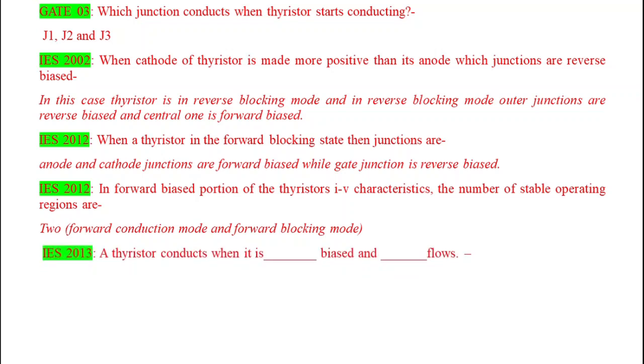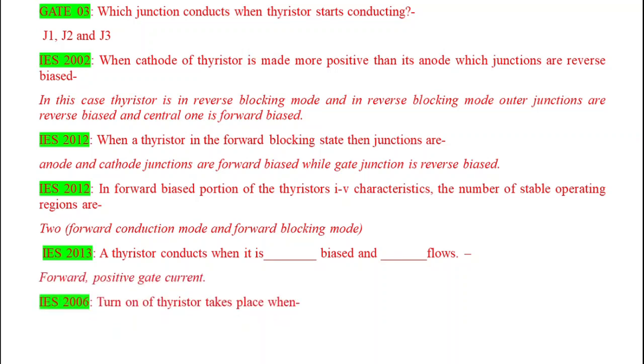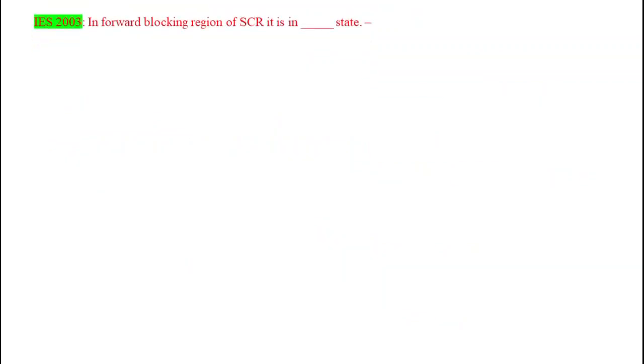Next is, a Thyristor conducts when it is in dash biased and dash flows. So the answer is, this is a very easy question, when it is forward biased and gate current flows. Next is, turn on of thyristor takes place when? This is also very simple. Turn on of thyristor takes place when anode to cathode voltage is greater than 0 and gate current flows. In forward blocking region of SCR, it is in off state.